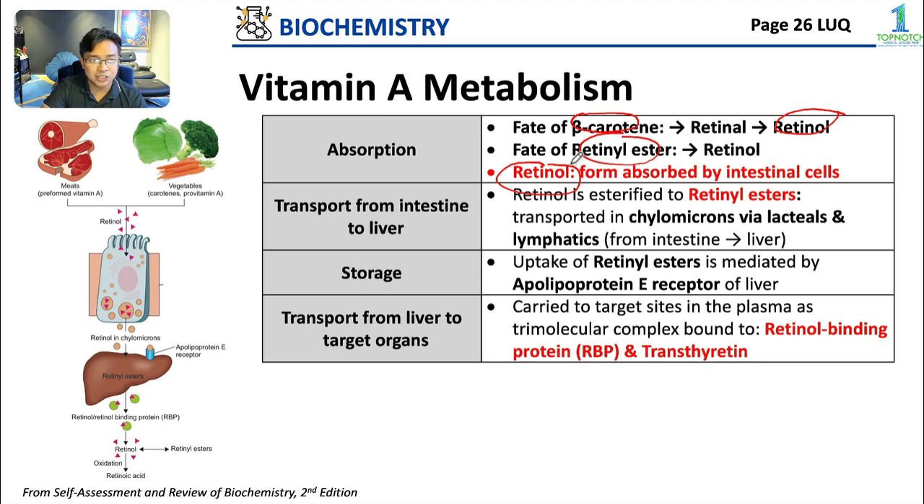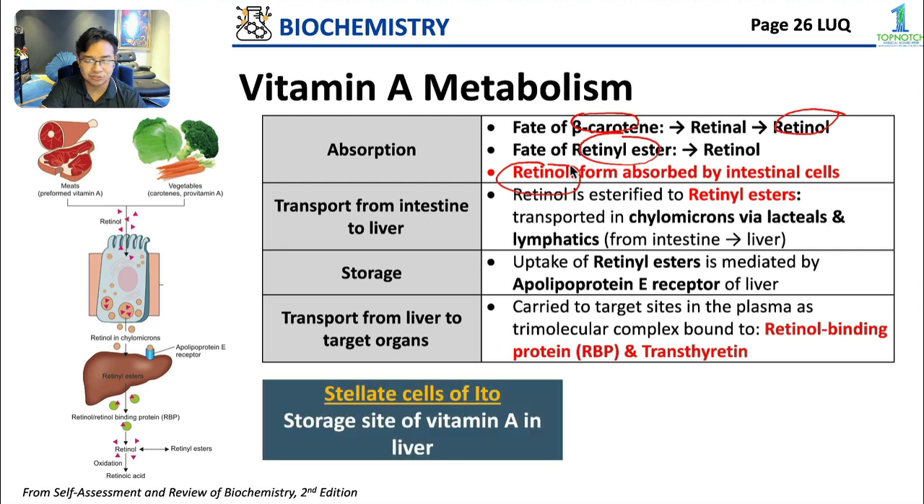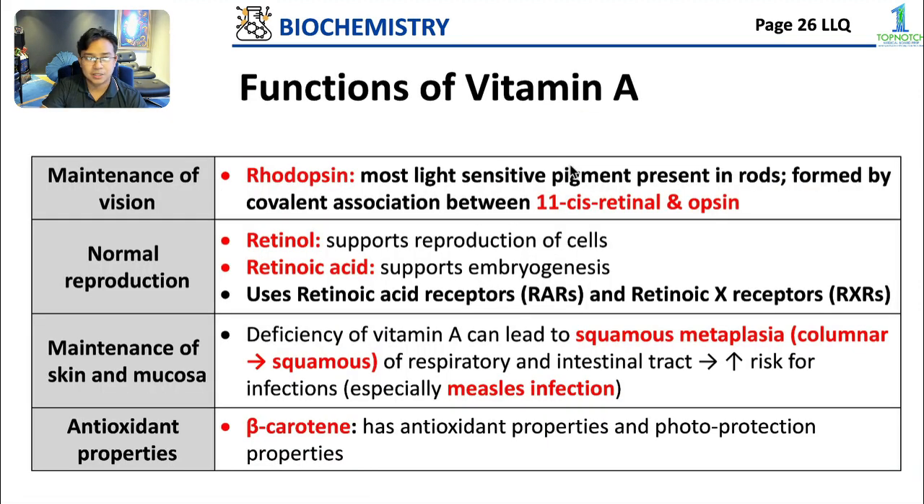Now, if you want to transfer vitamin A from the liver to target organs, they must be carried by your RBP or transthyretin. Again, guys, the stellate cells is a site of vitamin A storage. Now, vitamin A is important for vision maintenance, normal production, and maintenance of skin and mucosa. It's responsible for prevention of having metaplastic differentiation. And they have antioxidant properties, mainly your beta-carotene. Kasi the beta-carotene can replenish your vitamin E in the body.